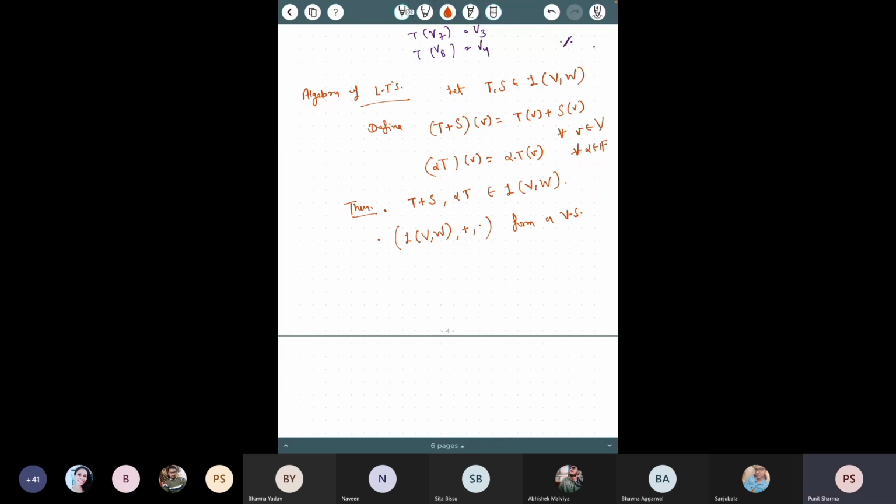Okay, so we know we can add two functions, we can take a scalar multiplication. What else can we do with functions? Composition. Yeah, composition of linear transformations.